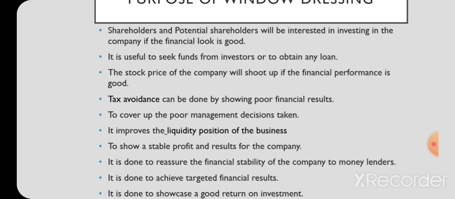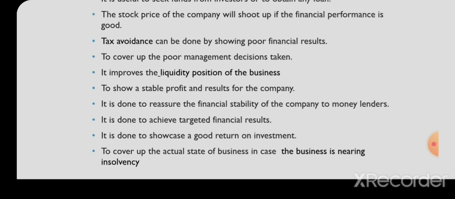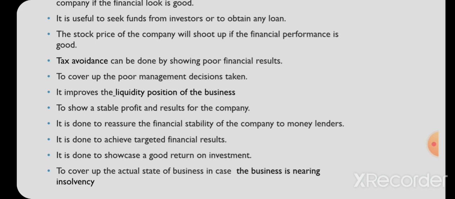It improves the liquidity position of the business. When some manipulations are made in the financial statements, it will improve the liquidity position of the business to show a stable profit and results for the company. If there is instability or inconsistency in the profitability of the company, then to show stable profit and consistency in the results, they will manipulate the financial statements. Window dressing is also done to reassure the financial stability of the company to money lenders.